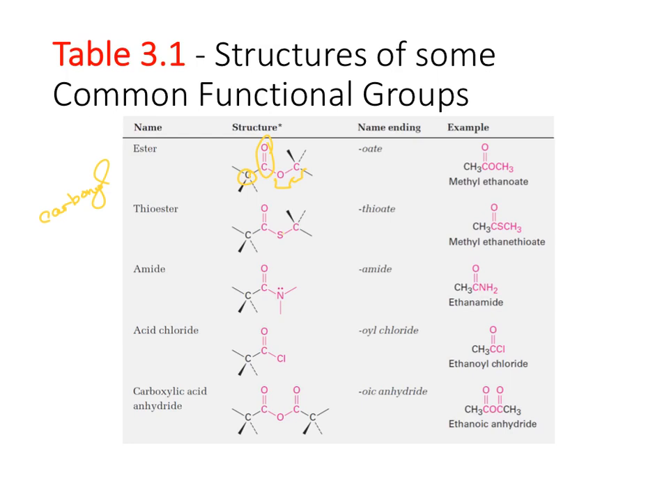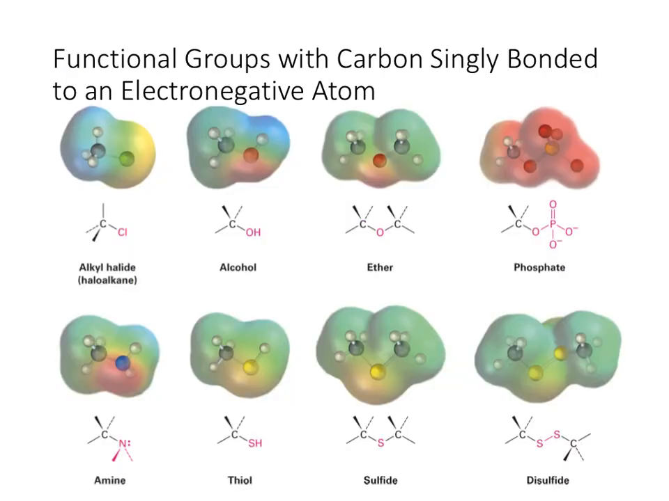If you have, instead of an oxygen, a sulfur there, that's called a thioester. Thio just means sulfur. An amide has a carbonyl with a carbon on one side and a nitrogen on the other. An acid chloride has a carbonyl with a carbon on one side and a chloride on the other. A carboxylic acid anhydride, or sometimes just called anhydride, has 2 carbonyls connected together by an oxygen with carbons on either side.